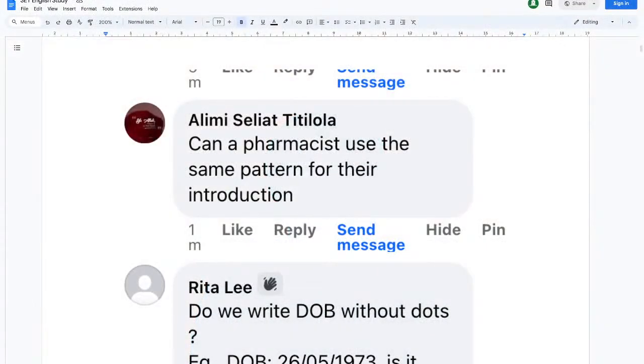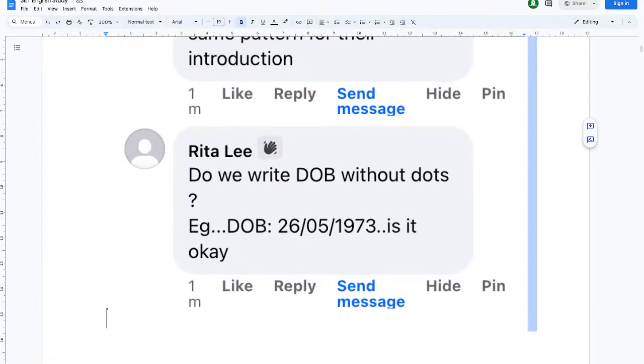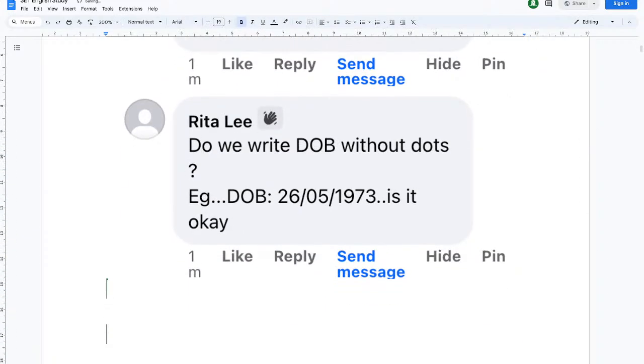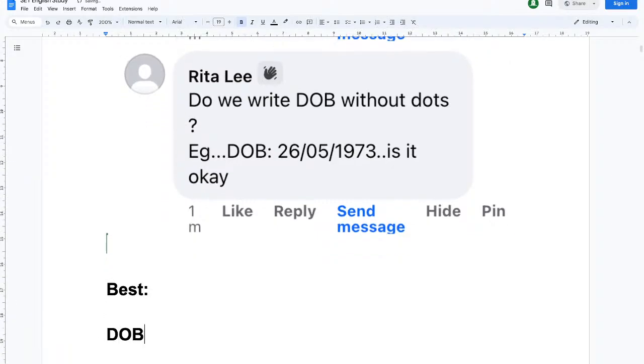Okay, next question, guys, and this is the last question. Rita says, do we need DOB without dots? And the answer here, guys, is very simple. It doesn't really matter, the style. There can be many styles. You can do dots or not. Best one is just keep it simple. Just be like this, DOB, like that.